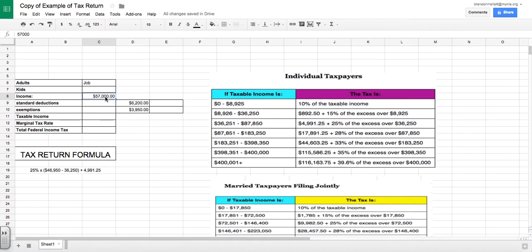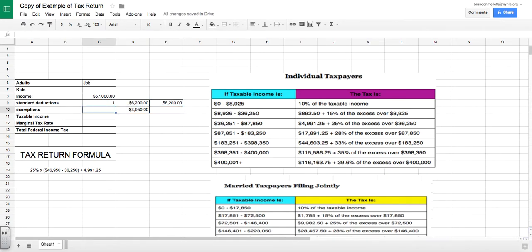So we have $57,000. A standard deduction that we would be able to do for him, based on the 2014 rates, is $6,200. Since he is single, we would just put 1 in there, and then we would do a simple formula: 1 times 6,200, and that's how much we could deduct.